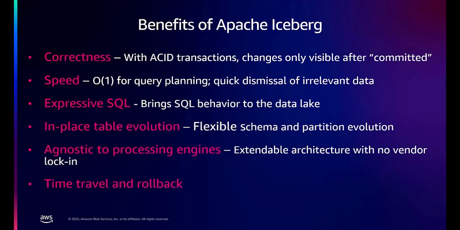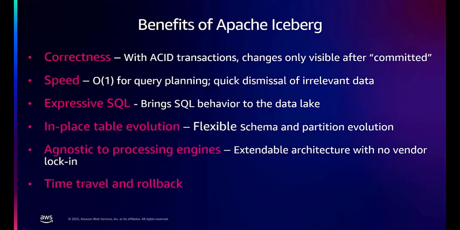So these are some of the thoughts while designing Apache Iceberg. First, correctness, which is ACID transactions: the changes are only visible after they are committed. Another one is speed, for example, fast query planning and quick dismissal of irrelevant data. And expressive SQL, which is bringing SQL capability or SQL behavior to the data lake. In-place table evolution is a very critical feature. You can have a flexible schema and it handles partition evolution and such.